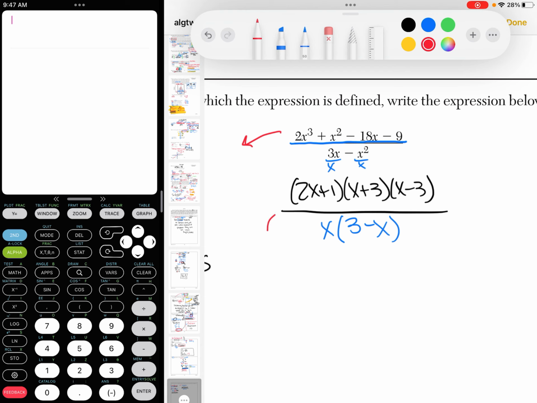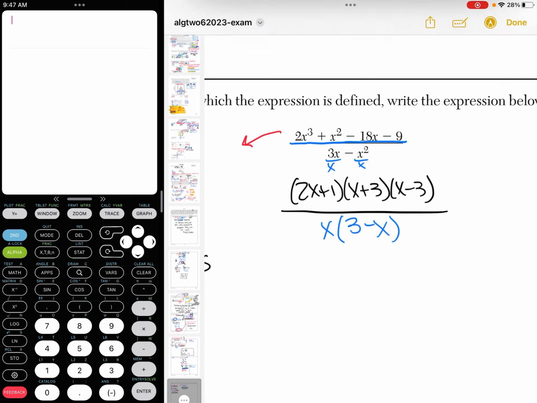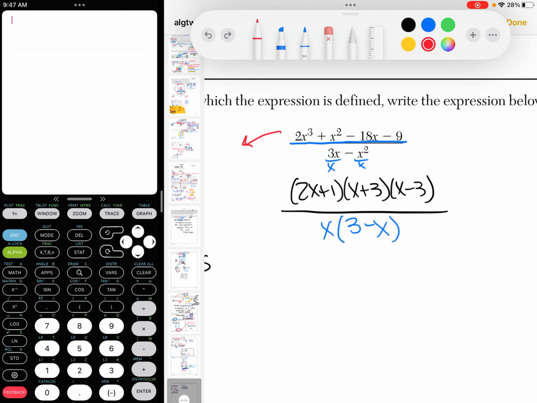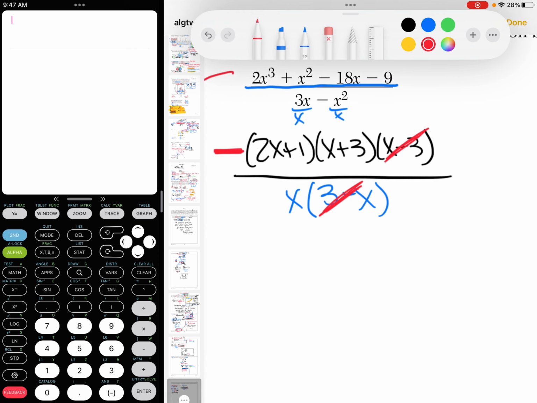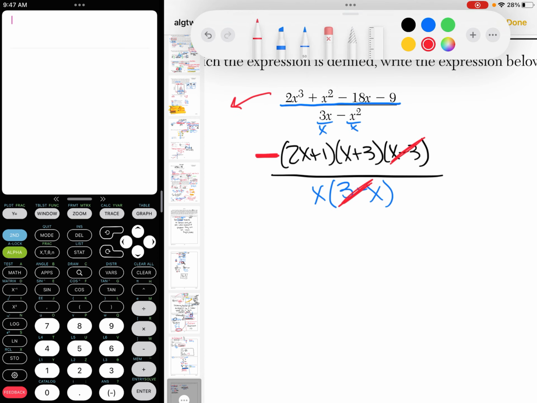What I mean by identical factors is if there was a 2x plus 1, those would of course cancel because they're identical. But I don't have that, and I don't have any identical factors. What I do have is an x minus 3 and a 3 minus x. Those are close to being identical. They're just flip-flopped. They do still cancel. But when you cancel with that flip-flopped concept of like an x minus 3 and a 3 minus x over subtraction, you have to put a negative in your answer. So we've always just put it on top, right out front. So that would make my final answer negative 2x plus 1, x plus 3 over x.